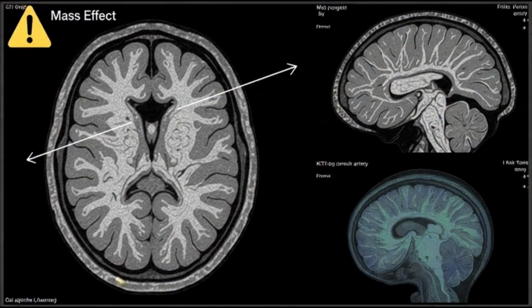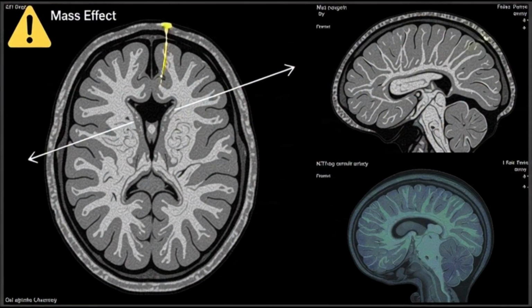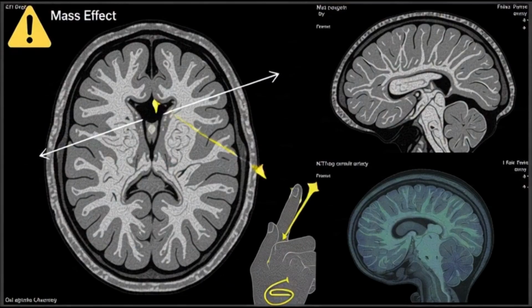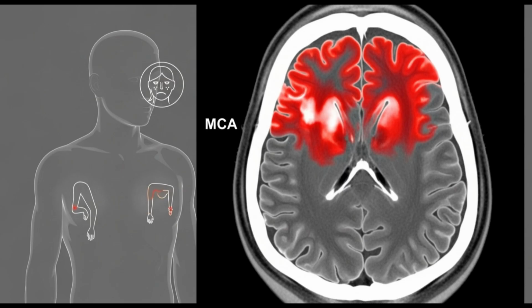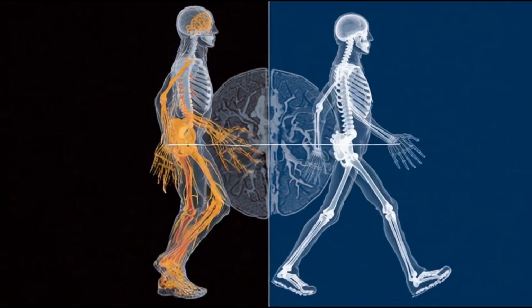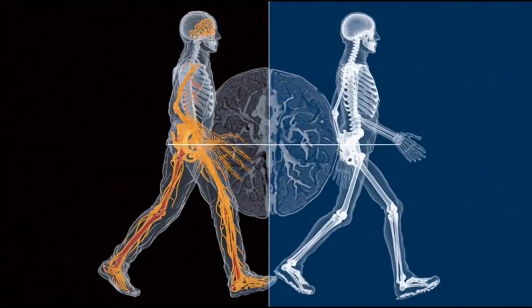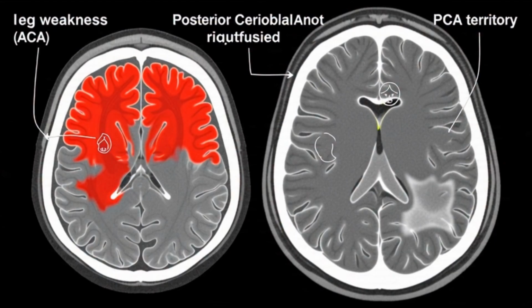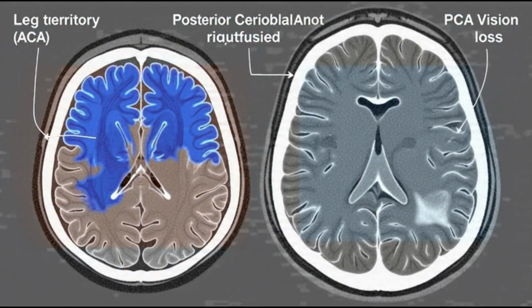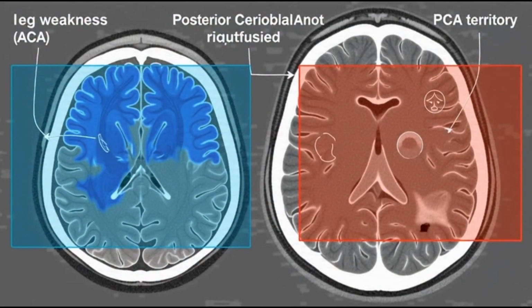The middle cerebral artery, or MCA, is the most commonly affected vessel. CT shows hypodensity involving the frontal, parietal, and temporal lobes. Anterior cerebral artery strokes affect the medial frontal lobe and cause predominant contralateral leg weakness. Posterior cerebral artery strokes involve the occipital lobe and present with visual disturbances. Understanding vascular territories helps correlate CT findings with clinical symptoms.